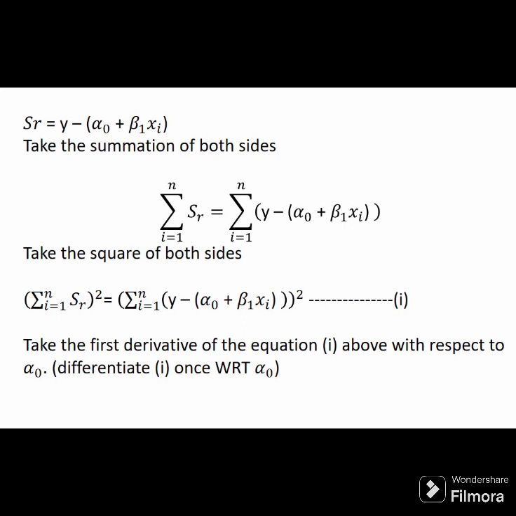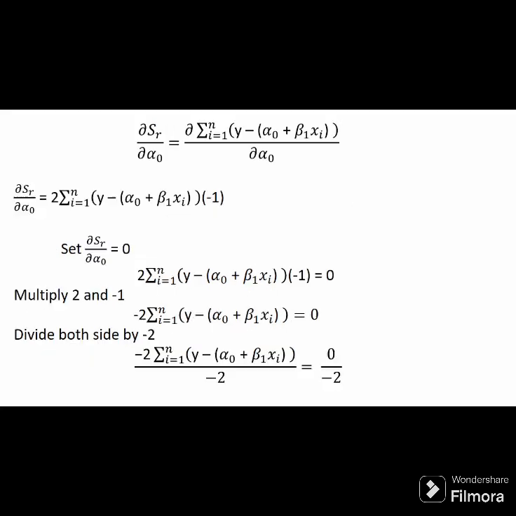And after we take the summation, the next step is to take the square of both sides. That is, square both sides. That is exactly what we have now. And after that, the next step we need to take is to take the first derivative of the equation above with respect to alpha naught. That is, we are going to differentiate equation 1 with respect to alpha naught. We want to estimate alpha naught first.